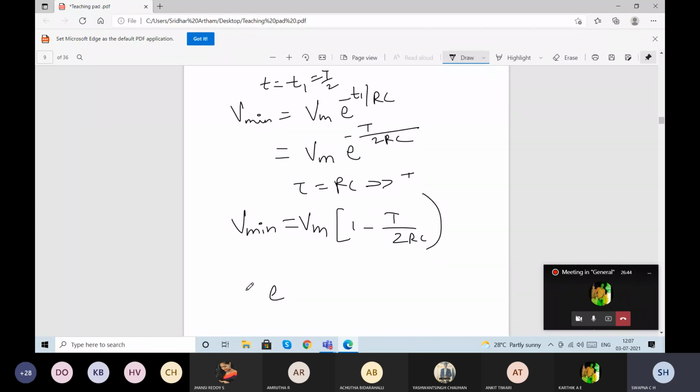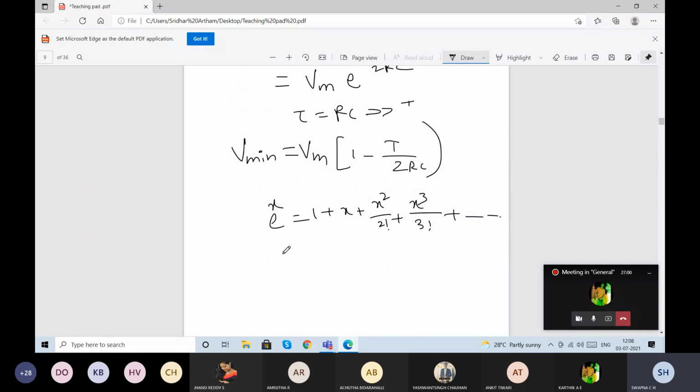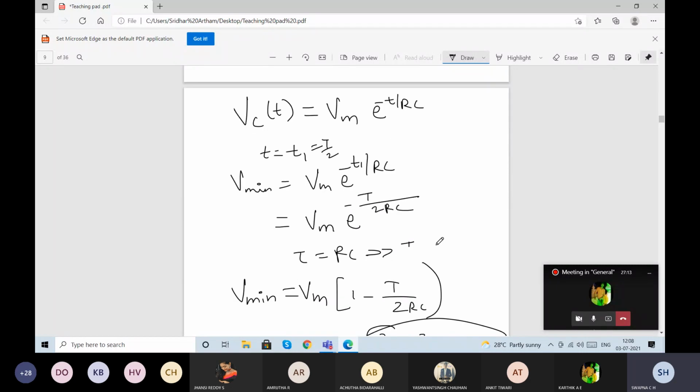Taylor series, in the sense, e power x can be represented as 1 plus x plus x square by 2 factorial plus x cube divided by 3 factorial, and it goes on like that. This is the Taylor series expansion. Now if x is very much less than 1, then you can neglect the higher order terms. So e power x will be equal to 1 plus x. In place of x, you have minus T by 2RC.